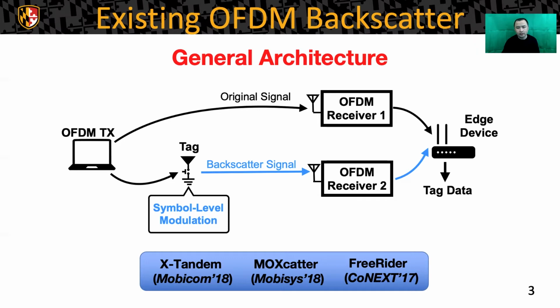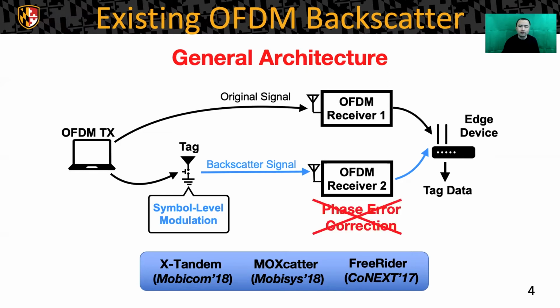In the architecture, there are two receivers. One is listening to the original OFDM signal, the other is listening to the backscatter signal. By connecting the two receivers to an edge device, the tag data can be decoded in the edge device. This architecture has been demonstrated to be effective in supporting smart office applications.